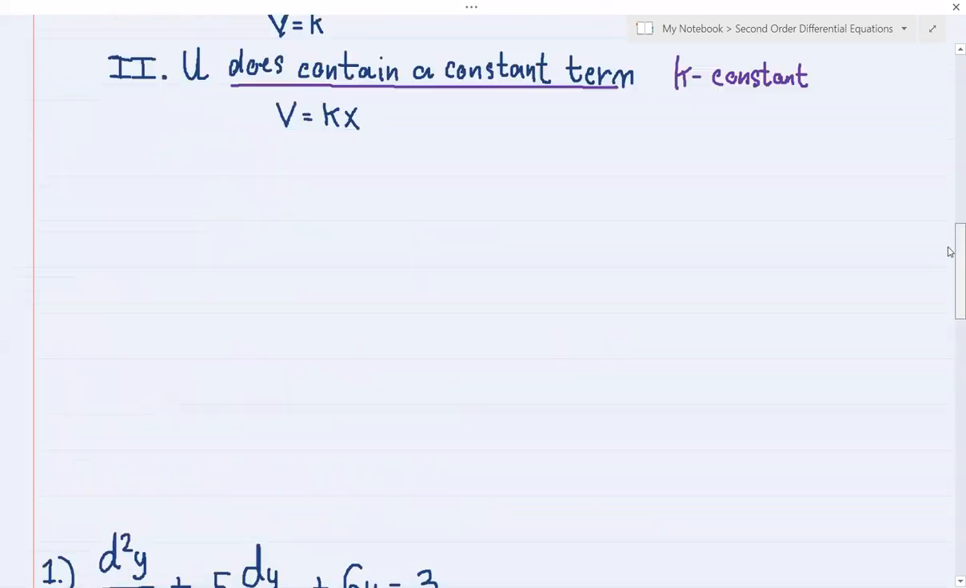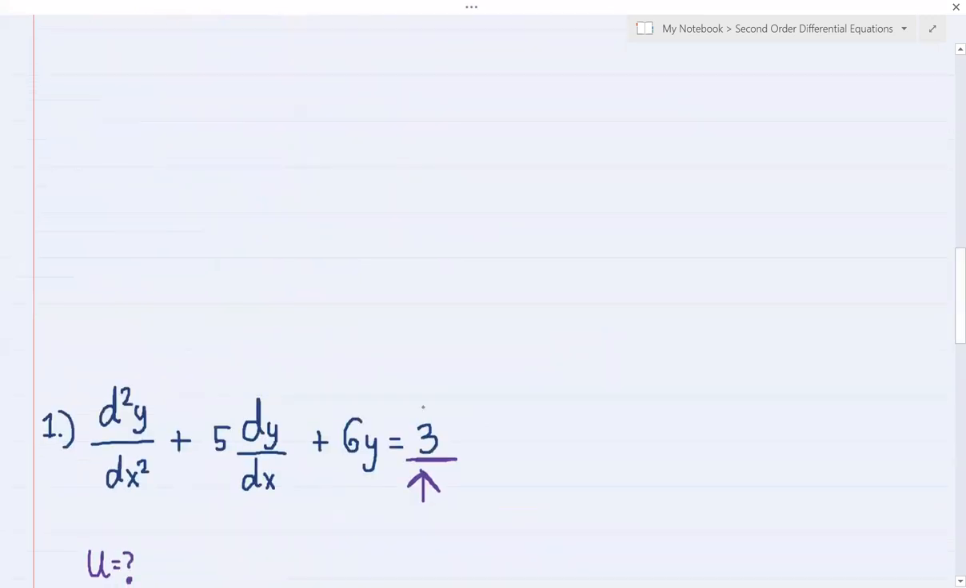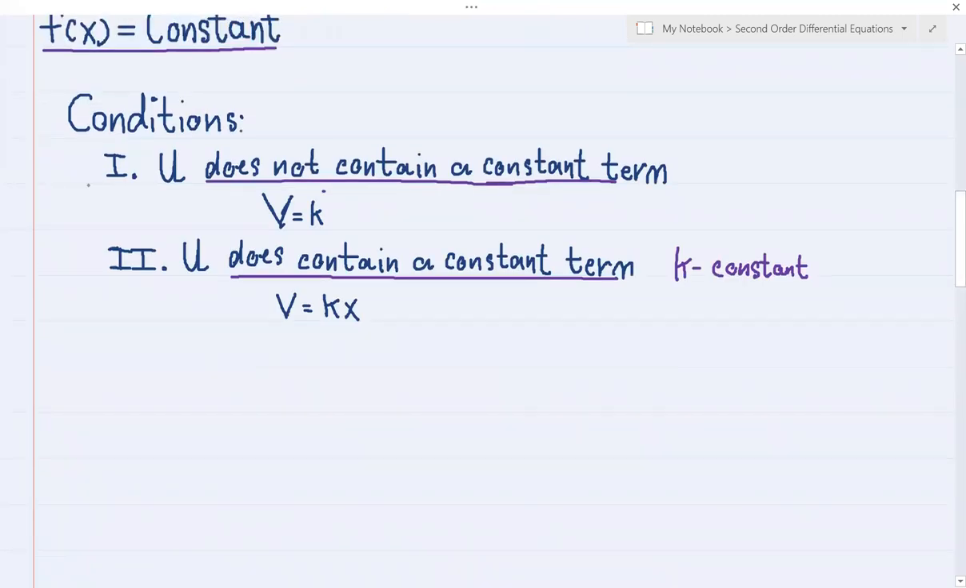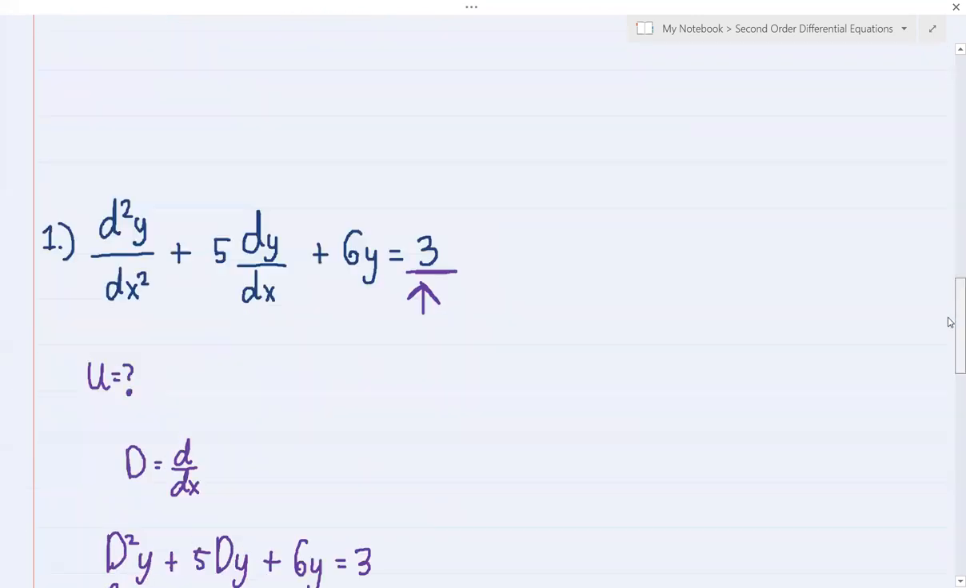Now, let's go back to the conditions. Yes, we have a constant for your function f of x. Now, let's go to your condition. If your u does not contain a constant term, your v is equal to K. If your u does contain a constant term, then your v is equal to Kx. Now let's go back here.